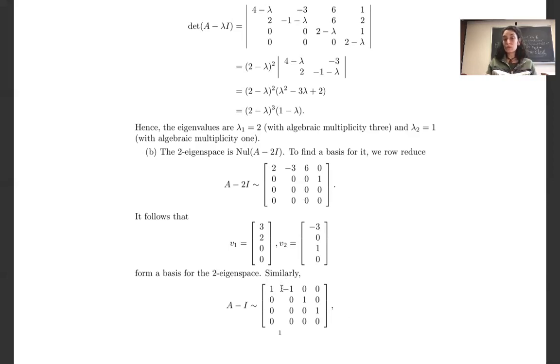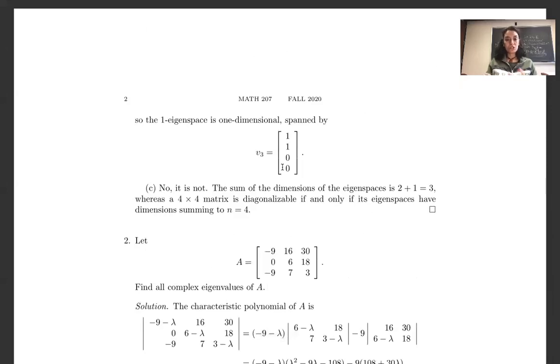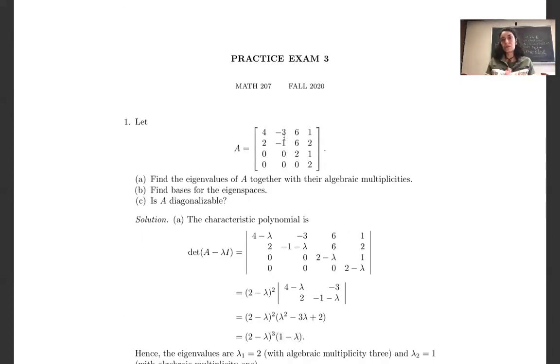So the number of the free variables is 1, which means that the dimension of your null space for the corresponding eigenvalue 1 will be 1. So we expect to find only one eigenvector here. And really, if you do the calculations on your simplified system, you will find this eigenvector. So this actually answers the second part of this question. We found the basis vectors for the corresponding eigenspaces.